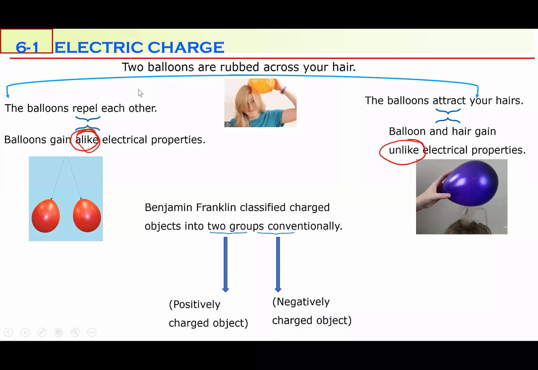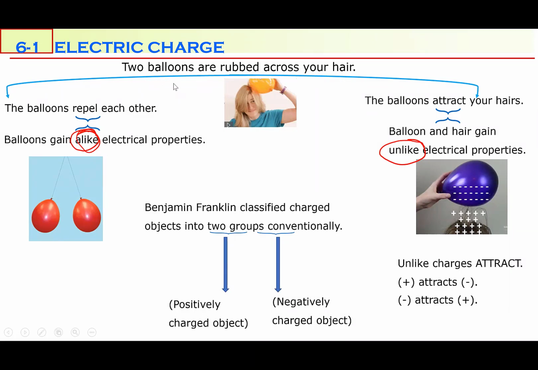Okay, which one is positive? Which one is negative? Again, conventionally, he decided this. He said that, okay, the balloon gains negative charge. Okay, the hair gains positive charge. That's why unlike charges attract one another. Then a common rule in physics appears. What is that rule? Unlike charges attract one another, which means positive attracts negative or negative attracts positive.